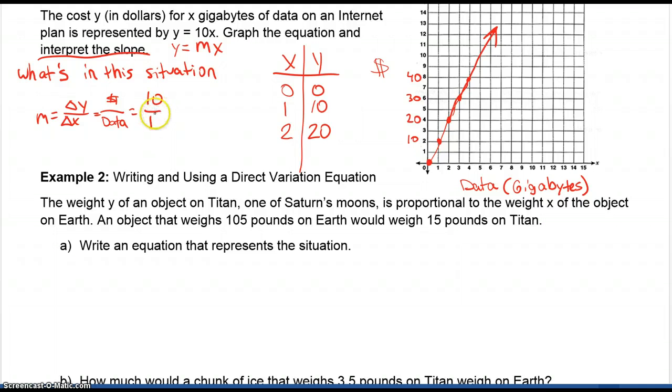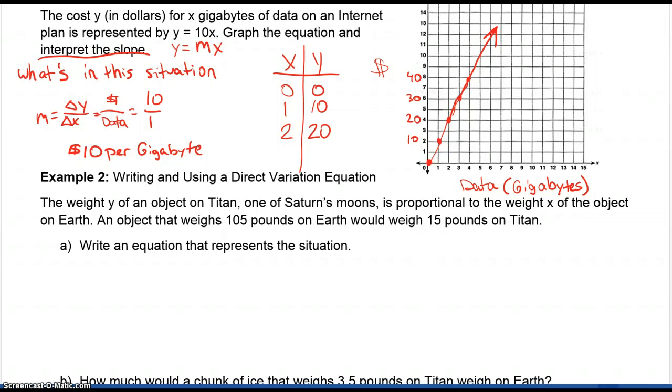So still, in this situation, we want to interpret this. That means that it is 10 what? $10. So $10 per, fraction bar means per. So $10 per one what? One data? That doesn't make sense. One what? Gigabyte. So $10 per gigabyte. That is interpreting the slope.